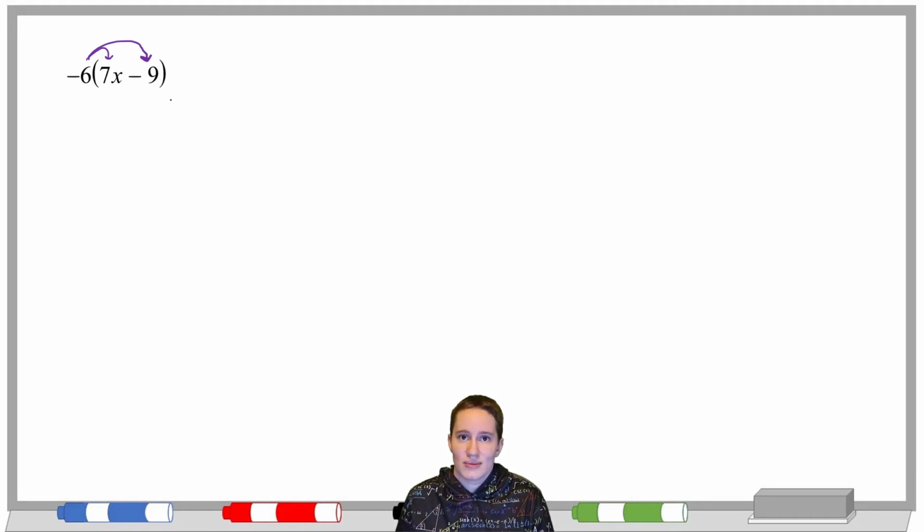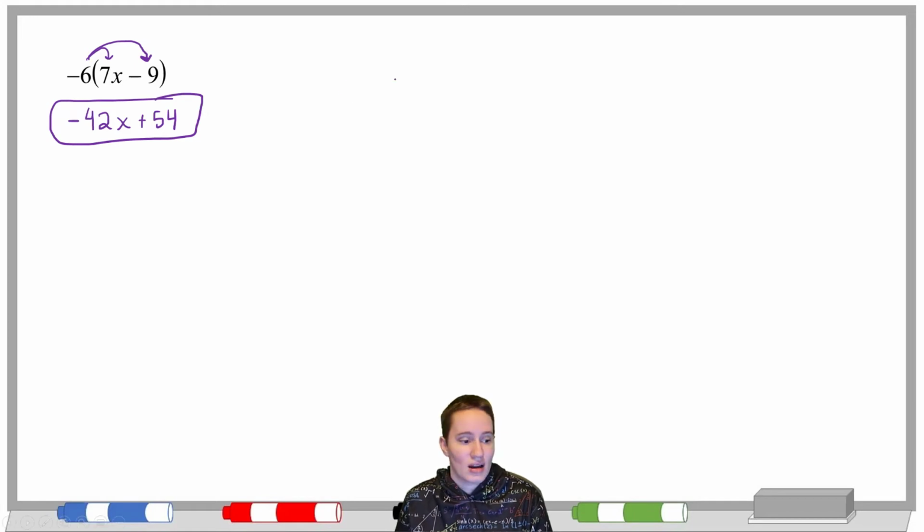So instead, to get rid of our parentheses, we need to multiply them both. So negative 6 times 7x gives us negative 42x. And negative 6 times negative 9 gives us a positive 54. So that's all we can do because one has an x and one doesn't, so we can't add like terms. There aren't any like terms, so that would be our answer.